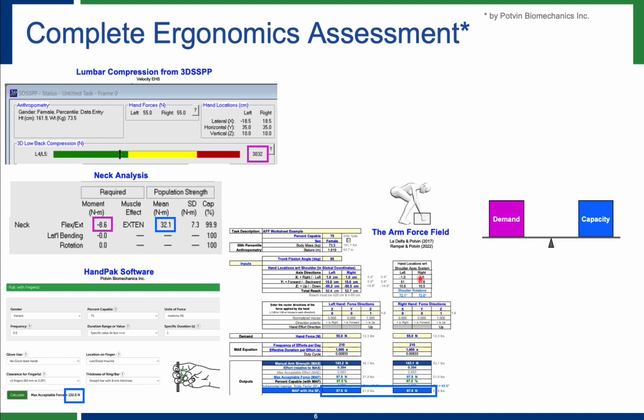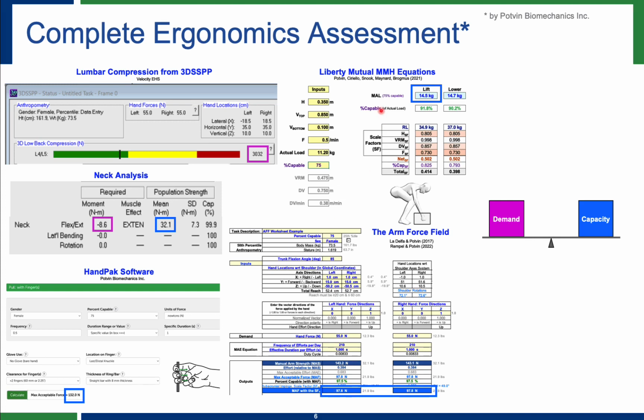You could also use my arm force field method. This is a spreadsheet that I make available to anyone who's interested. And this uses the hand location relative to the shoulder and the force direction and the force magnitudes and frequencies, and calculates manual arm strength, so the maximum strength, and then corrects that for my MA equation. And you can also see that it corrects for subacromial impingement that might occur based on a relatively recent paper I published with David Rempel.